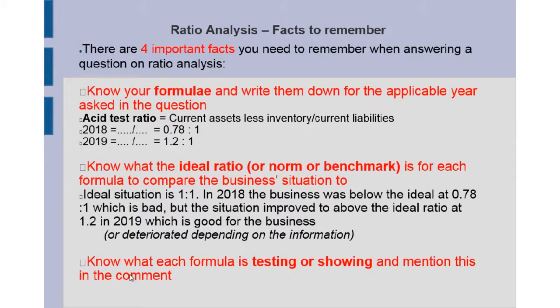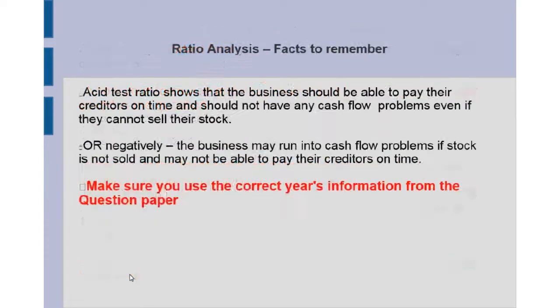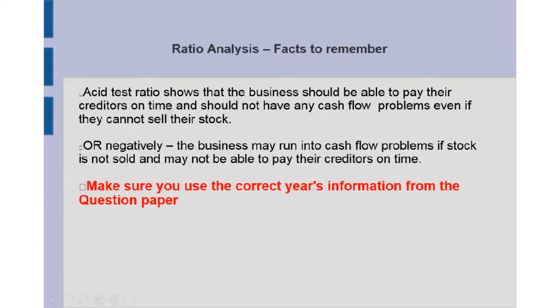Thirdly, you need to know what each formula is testing or showing so that you can comment on that and mention this in the comment. The asset test ratio shows that the business should be able to pay their creditors on time and should not have any cash flow problems, even if they cannot sell their stock. So because you know what the ratio is testing, you can now use that in your comment. Or if it was a negative situation, you could have said the business may run into cash flow problems if the stock is not sold because now they can't pay their creditors on time.